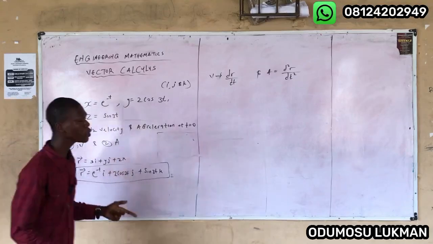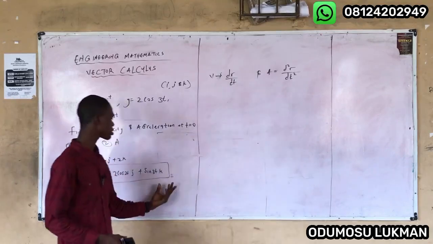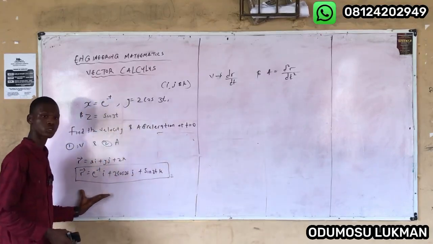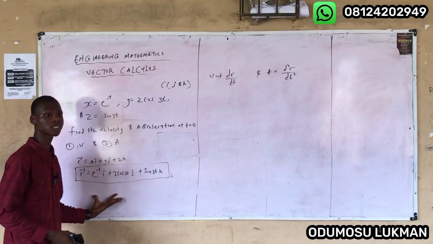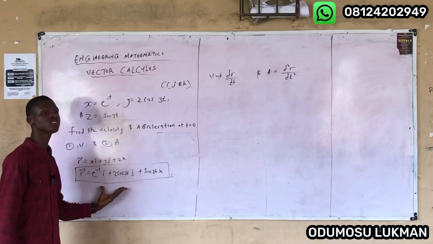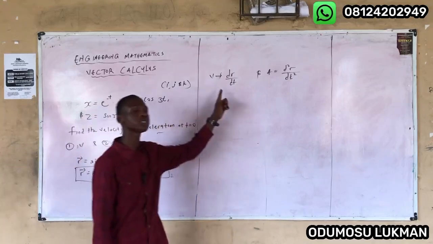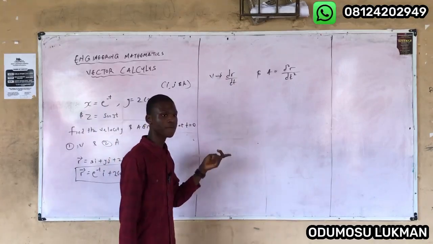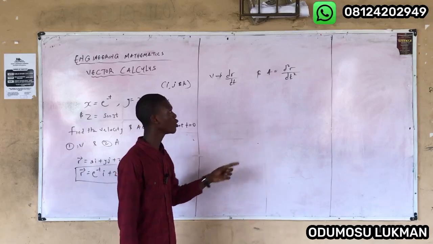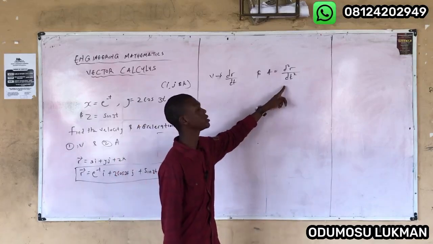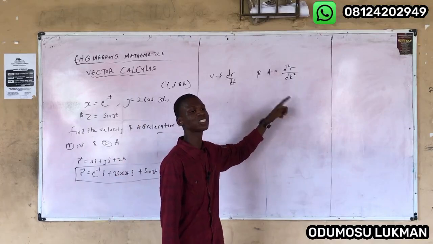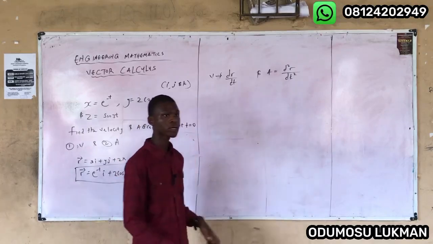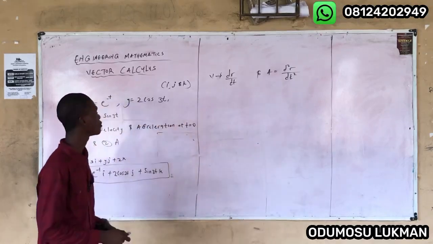Now, the next task is to calculate the velocity and acceleration. What we know is that when we differentiate this equation, the displacement in this case, once, we get velocity, meaning dr/dt. Then when we differentiate dr/dt, which is our vector, we have acceleration, that is d squared r over dt squared.